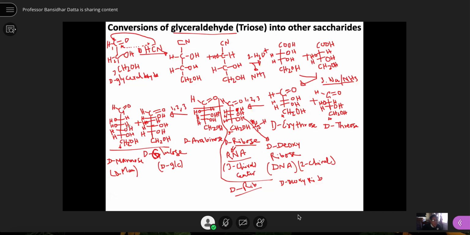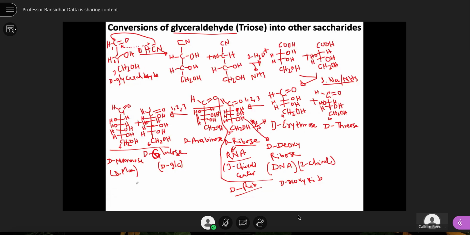Now, who can tell me what's the configurational difference between D-mannose and D-glucose? Let's say I'm going to write carbon number 1 and carbon number 6. Tell me what's the difference between these two molecules, D-mannose and D-glucose? What's the difference in terms of the configuration?